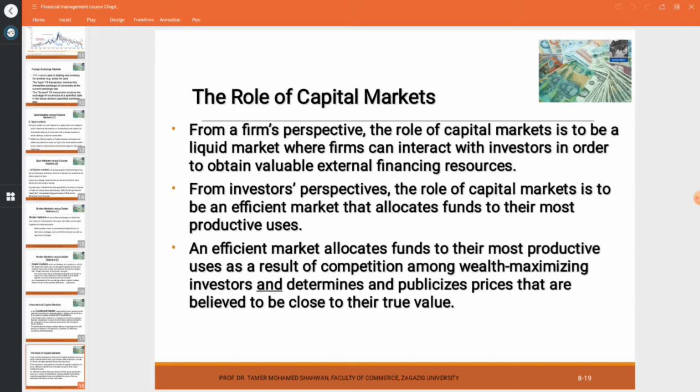Again, capital markets play a very important role. Number one, from the firm perspective, the capital market can be considered as a liquid market. Number two, from investors' perspective, if it is an efficient market, it plays a very important role in allocating the required funds. Number three, the capital market plays a very important role in determining the current market price, which is believed to be close to the true value, and this will enable us to achieve wealth maximization of the owners or investors.